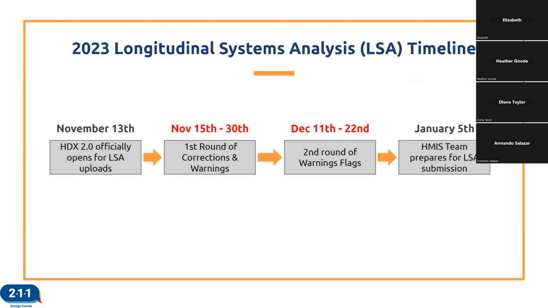And from that, we would then upload again to see if there's any additional warning flags that we would need the agencies to support us with in December. In December, we will provide a little bit more information and guidance on the remaining warning flags, and we will need each agency's support to review the data and any warnings flagged for the projects that are participating in HMIS. And on January 5th, the HMIS team will be preparing for the LSA submission. So we want to thank you all in advance for your support with this process.